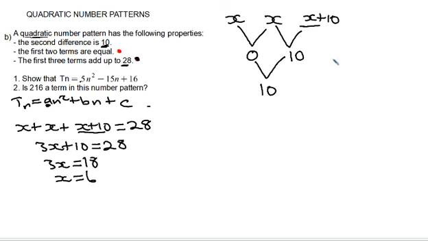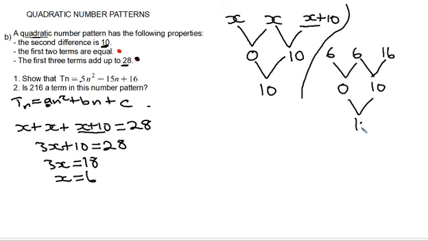Your x is 6. So we can come back here and rewrite our number pattern. The number pattern is like this. We have a 6. We have a 6 because the first two terms are equal, and the third term is x plus 10. So it's 6 plus 10. That gives us 16. And then our difference is now 6 minus 6 is a 0. 16 minus 6 is a 10, and we know that the difference here is 10. So we can now determine the value of A, the value of B, the value of C.